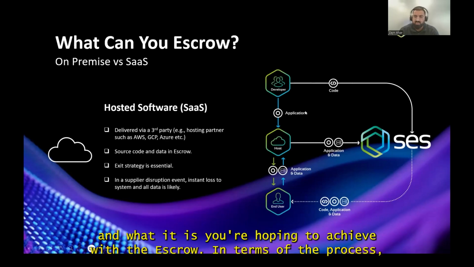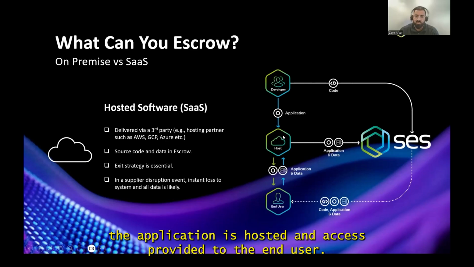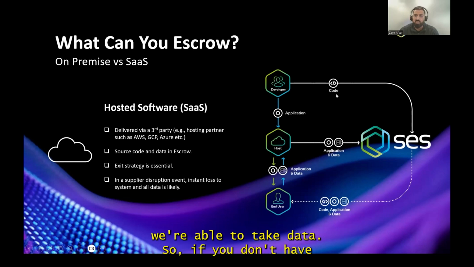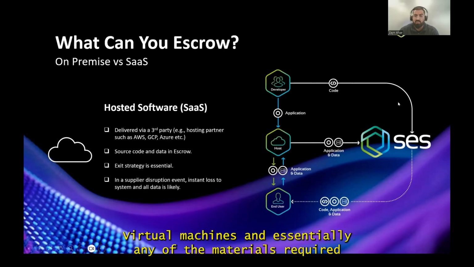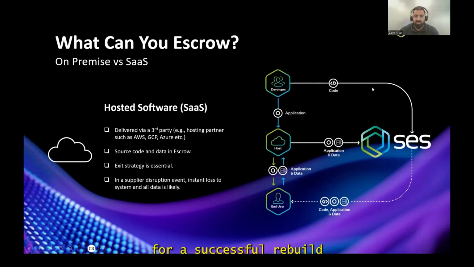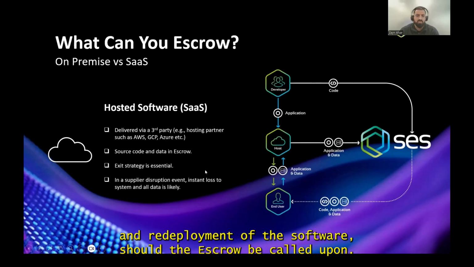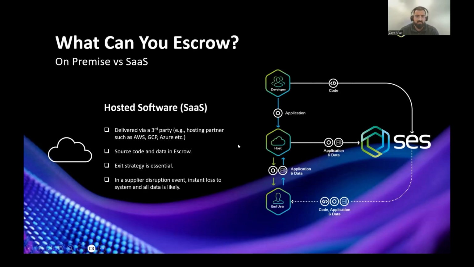In terms of the process, very similar. The application is hosted and access provided to the end user. With our SaaS service, as well as source code, we're able to take data. So if you don't have independent access to data, that's important for us to store as well. Virtual machines, and essentially any other materials required for a successful rebuild and redeployment of the software should the escrow be called upon.